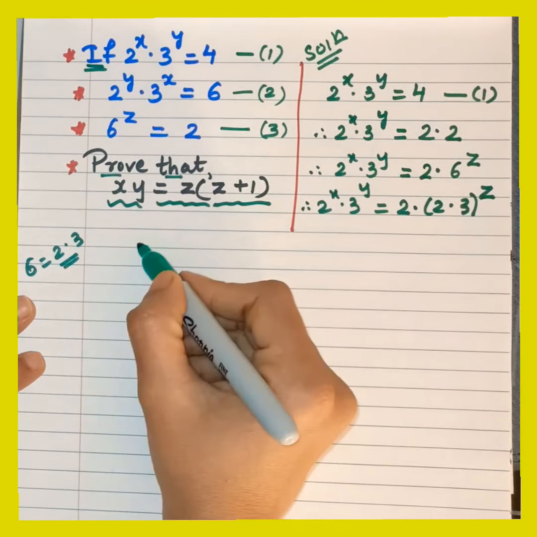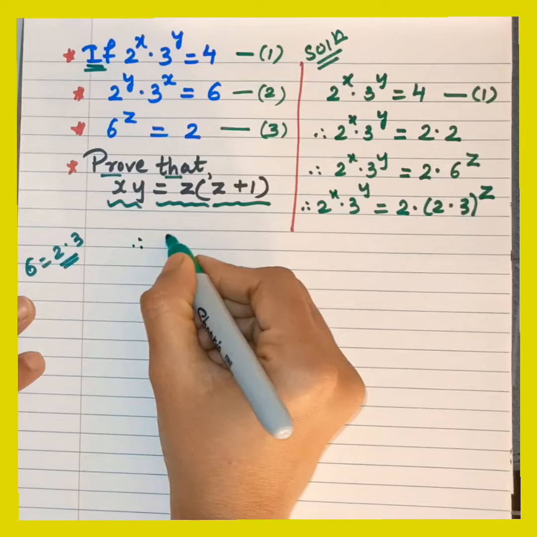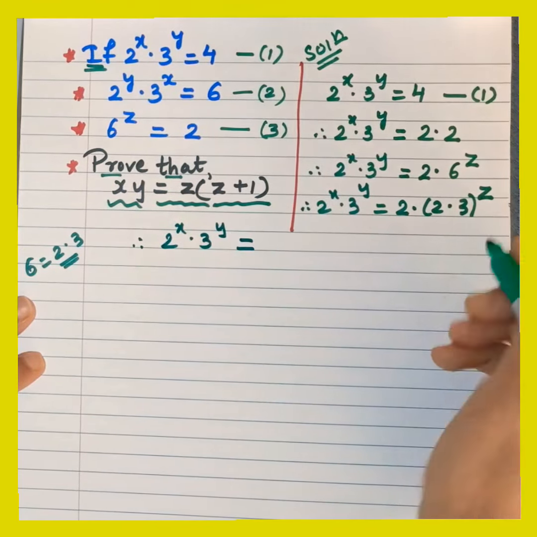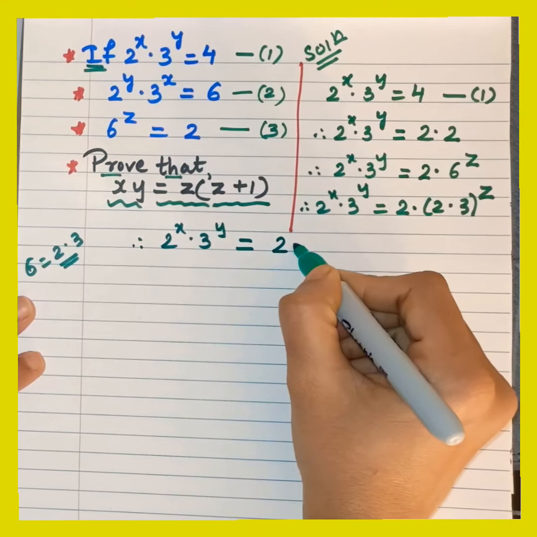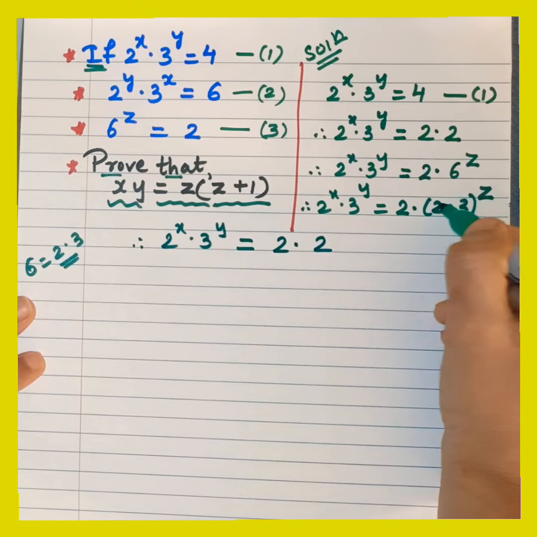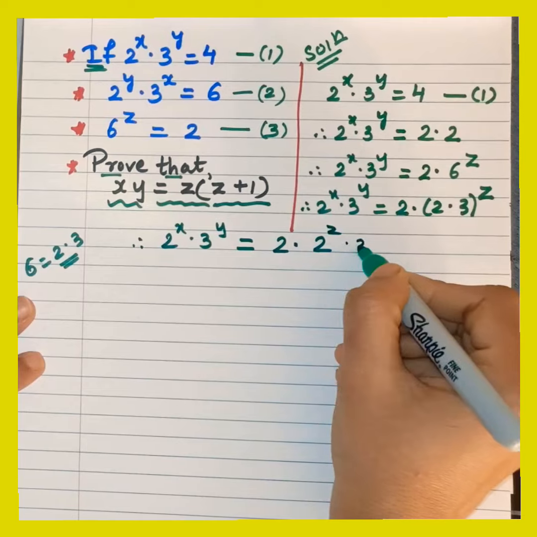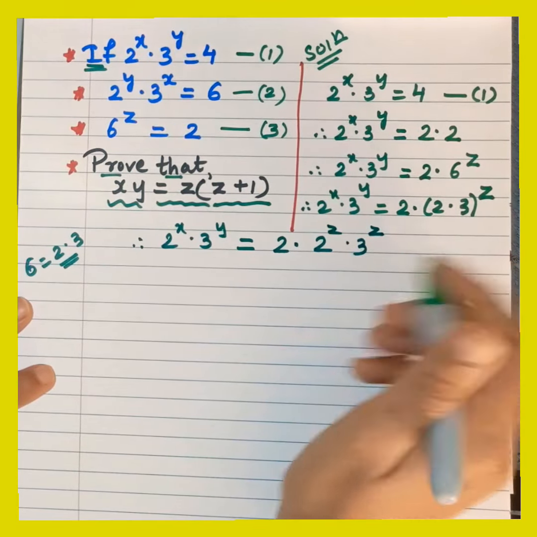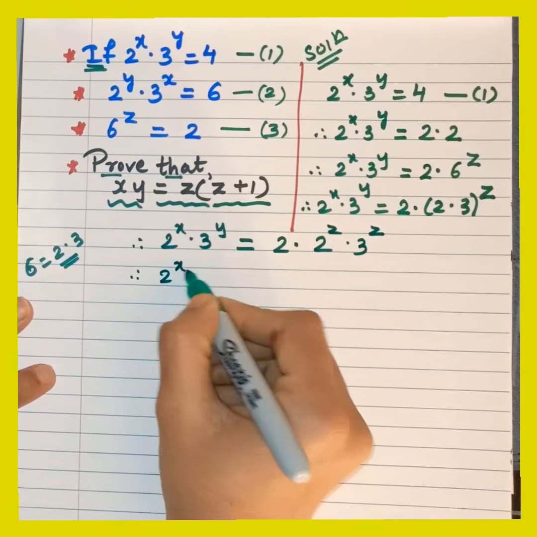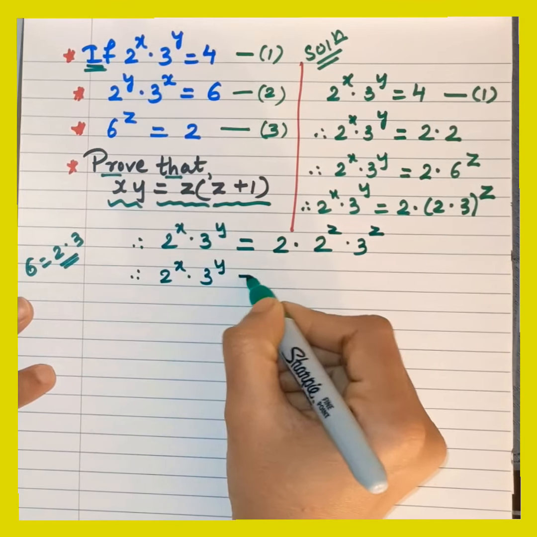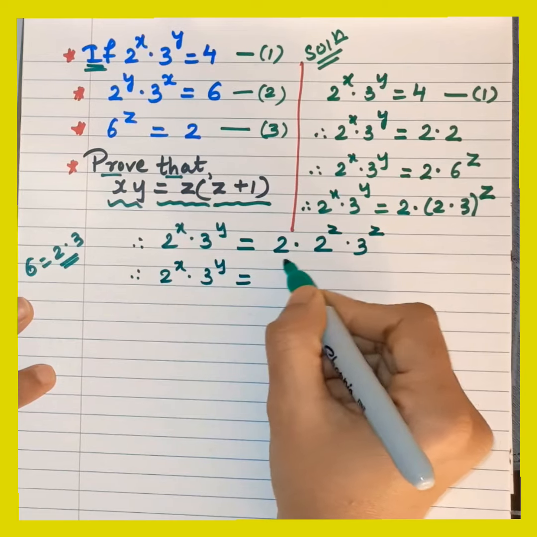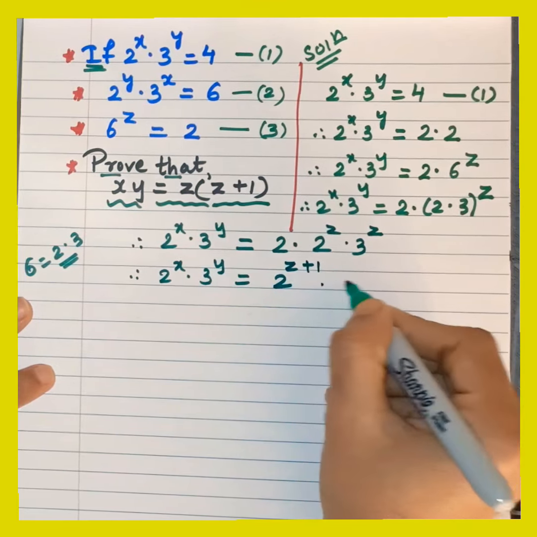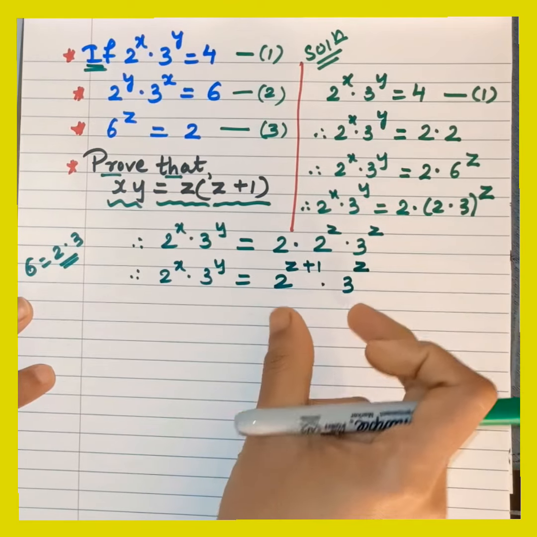Now further what we will do. This 2^x · 3^y equals, now this 2 into, here this power is for both, right? So 2^z into 3^z. This way we can open the bracket and write it like this. Now further, 2^x · 3^y is equal to, now you can see that the 2 and 2 bases are same, so we can add them up. So it will be 2^(z+1) · 3^z. So this we are getting.